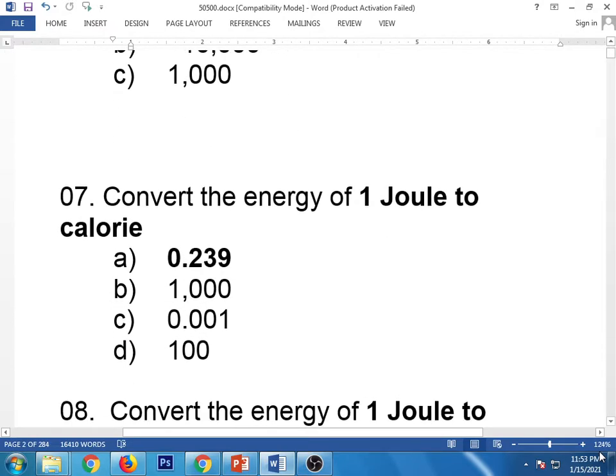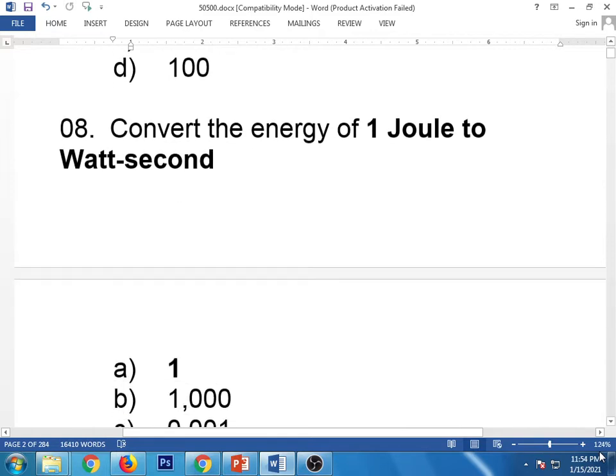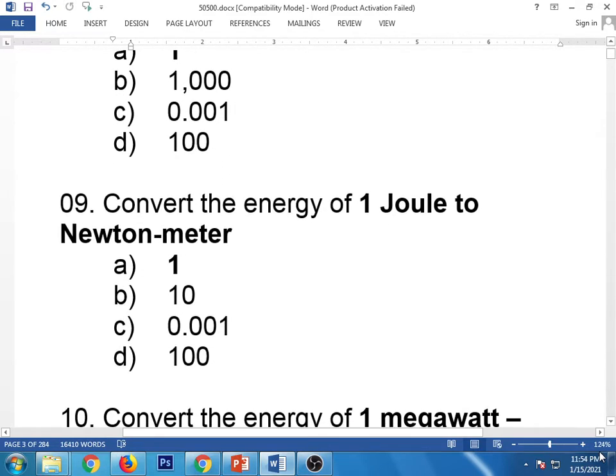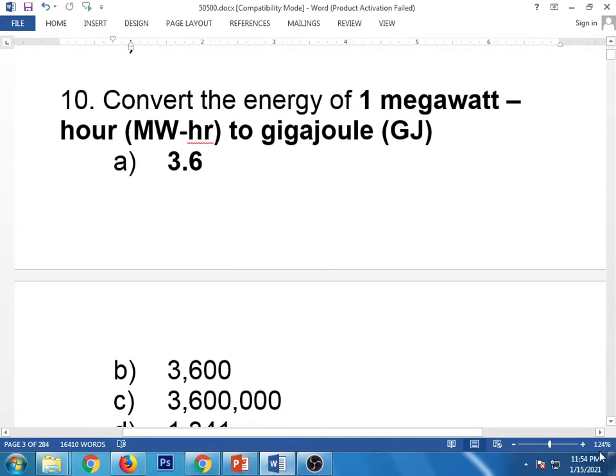Convert the energy of 1 joule to calorie: 0.239. Convert the energy of 1 joule to watt-second: 1. Convert the energy of 1 joule to newton-meter: 1. Convert the energy of 1 megawatt-hour to gigajoule.